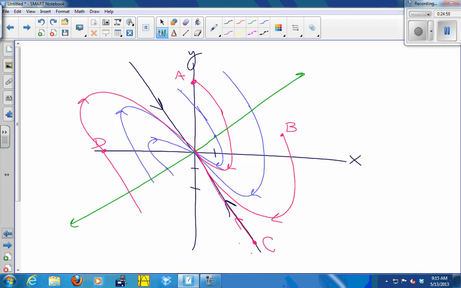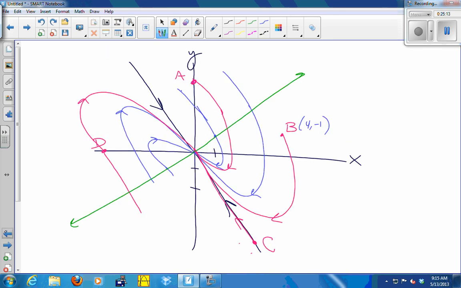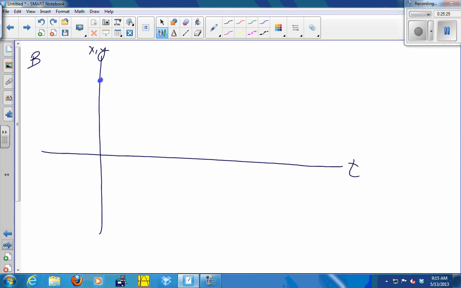Okay, so with B, my x-coordinate starts at 4. I'll put that on my graph. Then what happens to the x-coordinates of B as we follow that trajectory? They get slightly bigger, and then they head back in towards 0. Okay, so we'll draw that.